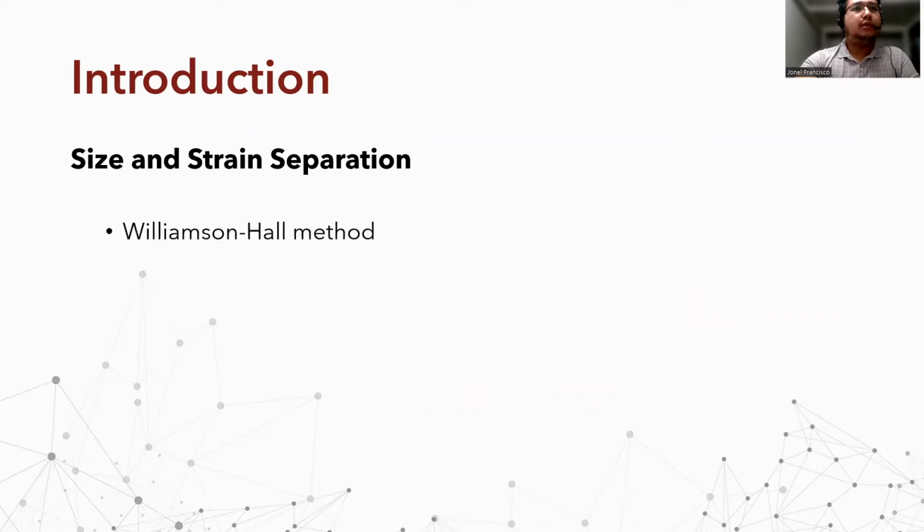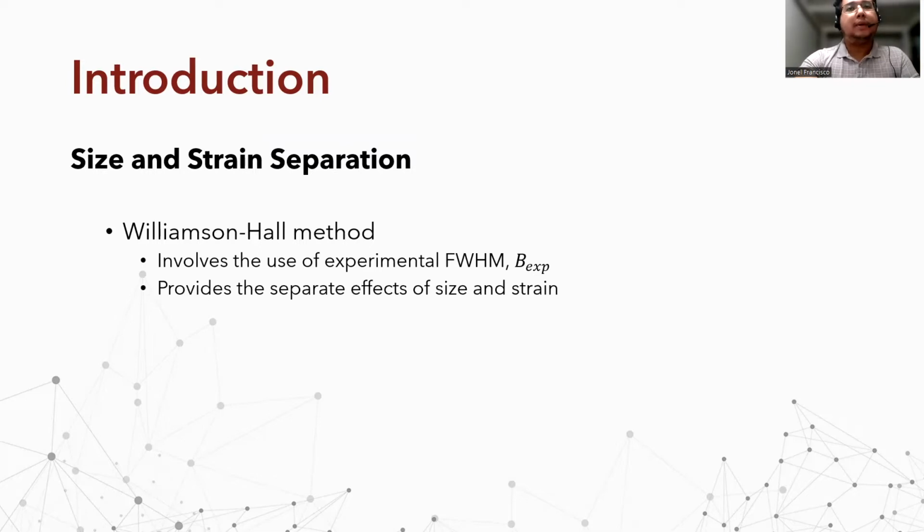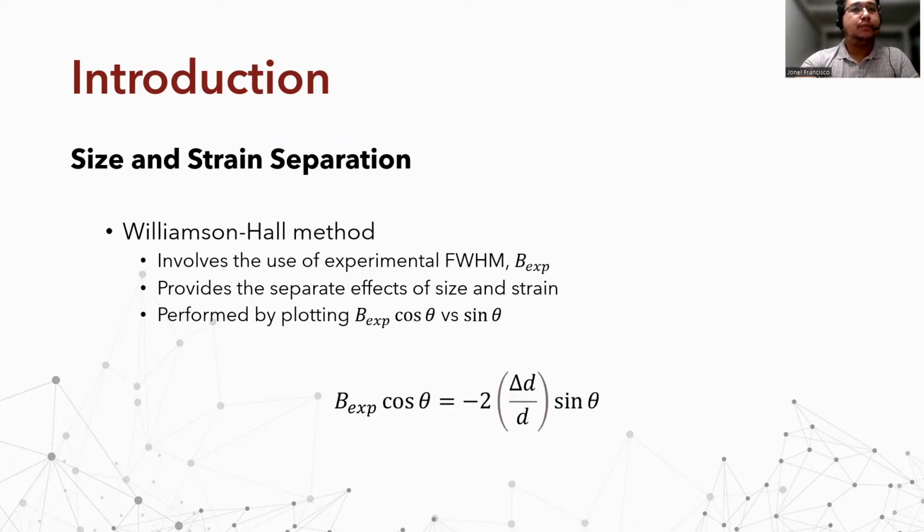The Williamson-Hall method involves the use of the experimental full width at half maximum, or the B_exp, or B_obs. It provides the separate effects of size and strain. It is performed by plotting B_exp cosine theta versus sine theta. This is the equation for the Williamson-Hall method.